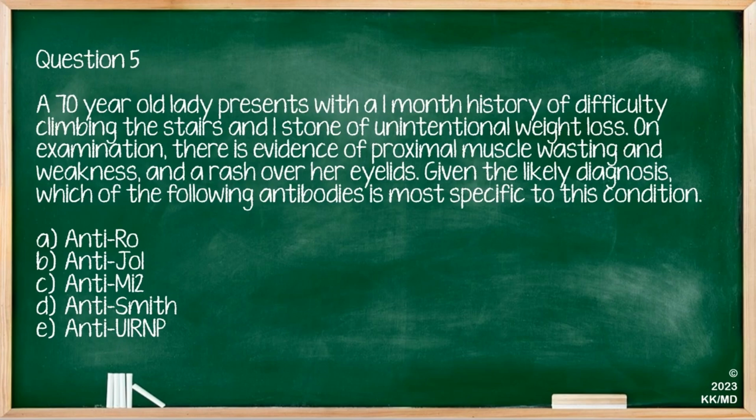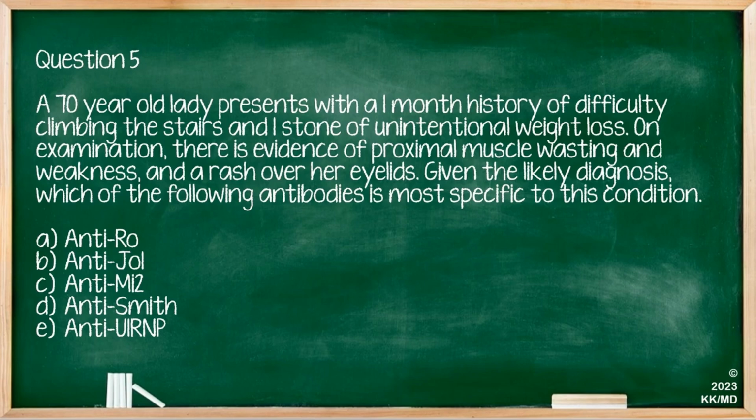Question 5. A 70-year-old lady presents with 1 month's history of difficulty climbing the stairs and 1 stone of unintentional weight loss. On examination, there is evidence of proximal muscle wasting and weakness and a rash over her eyelids. Given the likely diagnosis, which of the following antibodies is most specific to this condition? A. Anti-Ro, B. Anti-Jo1, C. Anti-Mi2, D. Anti-Smith, E. Anti-U1RNP.